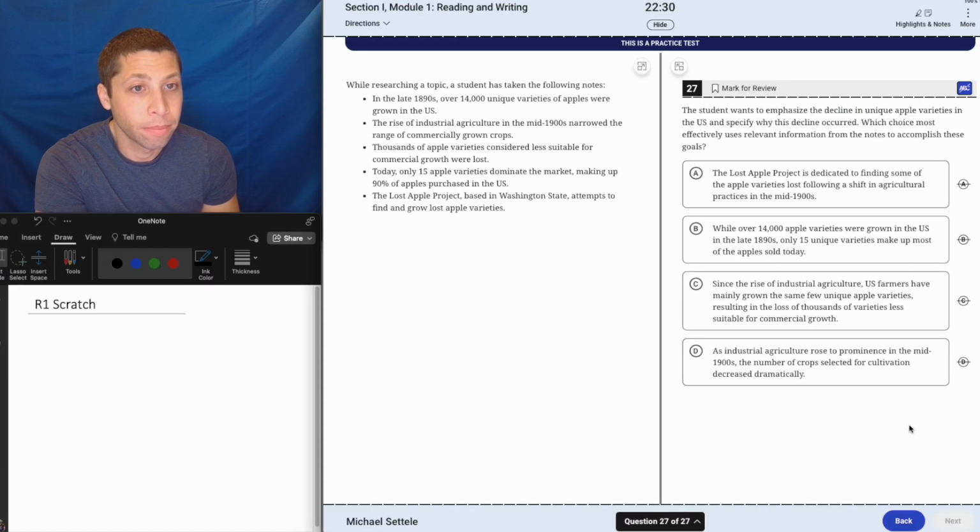That's it. Wants to emphasize the decline in unique apple varieties in the U.S. and specify why this decline occurred. Okay, so there's 2 goals. Emphasize the decline and specify why. Let's do this one first, because this one seems more understandable. Why did it occur? The Lost Apple Project is dedicated to finding some of the apple varieties lost following a shift in agricultural practices. So why did it decline? Because there was a shift in agricultural practices.